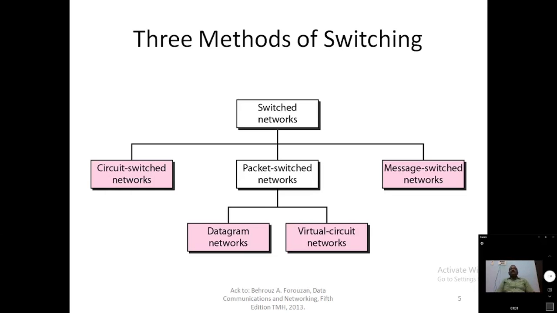When we talk about switching, there are 3 methods. One is circuit switched networks, another is packet switched networks, and the last is message switched networks. Again, packet switched networks are classified into 2 types: one is datagram networks and the other is virtual circuit networks. Let us see them one by one.